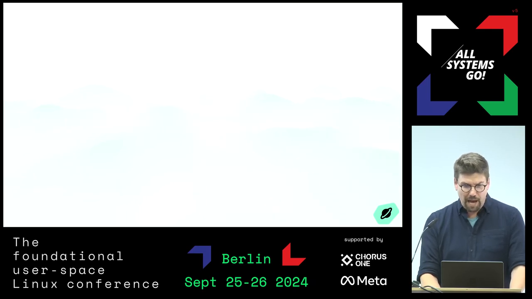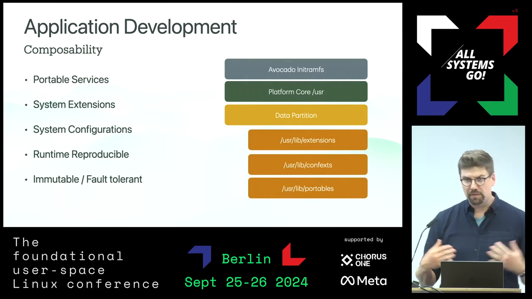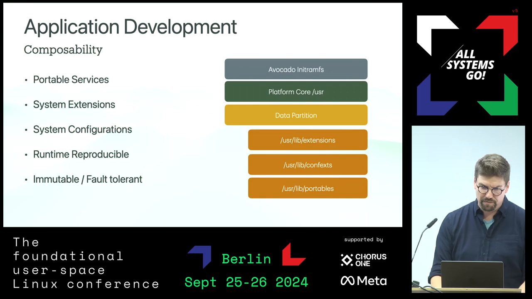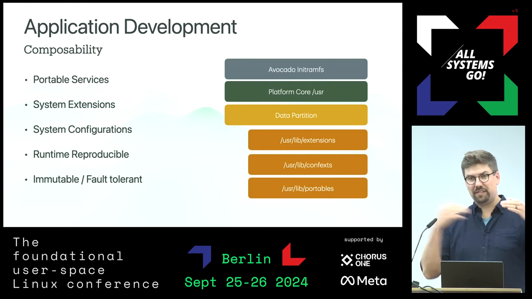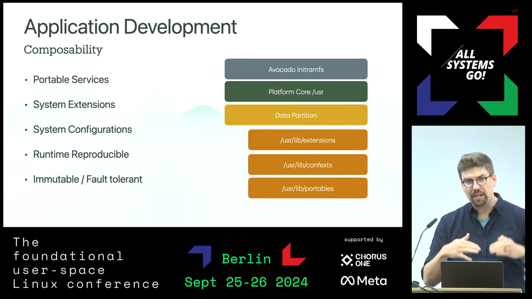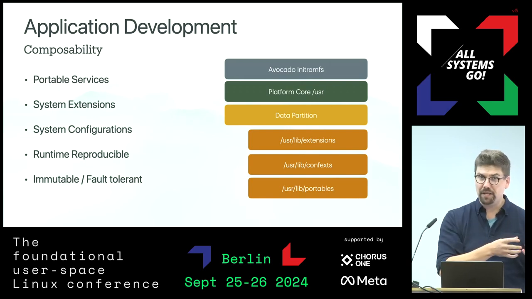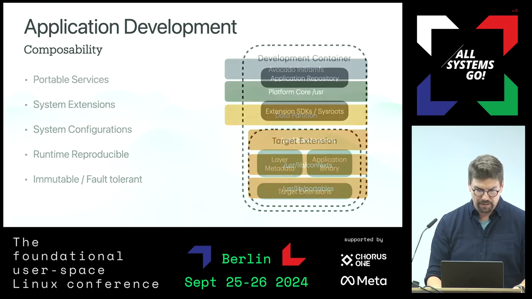Let's take a peek at some of the application development components. As I mentioned, we want to focus heavily on the use of systemd portable services, system extensions, and system configurations. This gives us runtime reproducibility and immutable fault tolerance. This means that when we boot up the system using these image-based updates, we can layer together and compose that so that we can have a pre-configured deployment that we can rely on in the field.